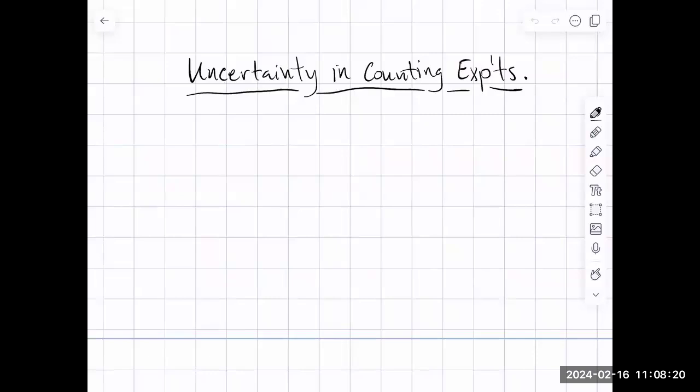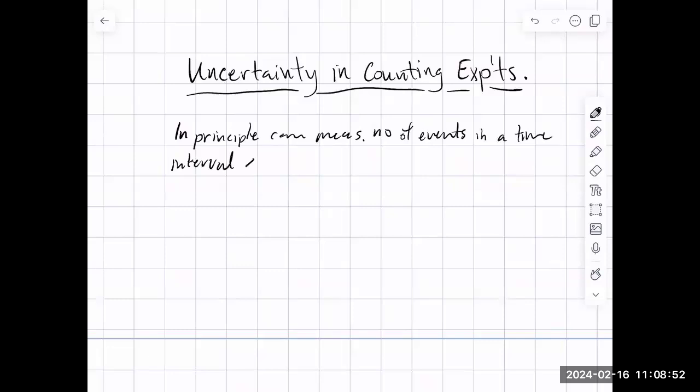Okay, so in a counting experiment, at first glance, you might say, I'm good at counting. I can count the number of things exactly. What are you talking about? Like, why is there an uncertainty when I count 7 marbles? There are 7 marbles, right? So here's what I mean. So in principle, we can measure the number of events in a time interval delta t with absolute certainty.